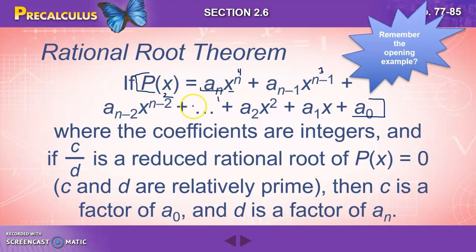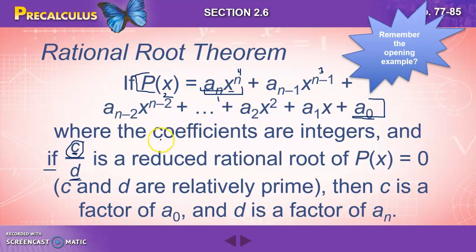So in this polynomial, where the coefficients are integers, if C over D, the factors of your constant term over the factors of your leading coefficient, is a reduced rational root of p of x equals 0, meaning that C and D are relatively prime, they're reduced, then C is a factor of our constant term, and D is a factor of the leading coefficient.